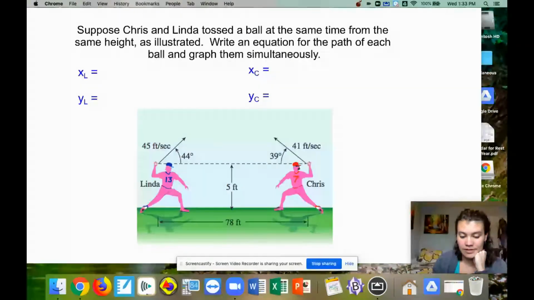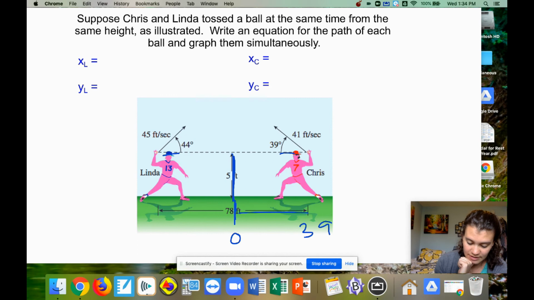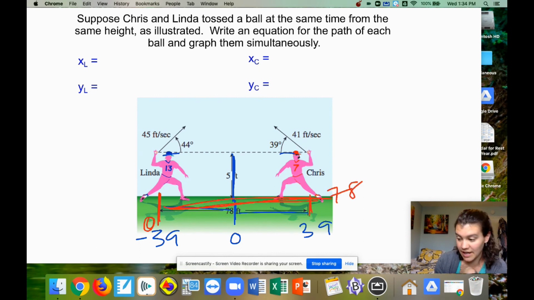Okay. So here's the next one. Suppose Chris and Linda toss a ball at the same time from the same height to each other. They're both tossing the ball from 5 feet high, at 2 different angles, and they are 78 feet apart. There's more than one option of how you write this, depending on where you put 0. You can say halfway between them is 0, and then this would be positive 39 in the x and negative 39 in the x. Or you can say that this is going to be 0. So Linda's not any horizontal displacement, but then Chris is 78 away. It doesn't really matter.